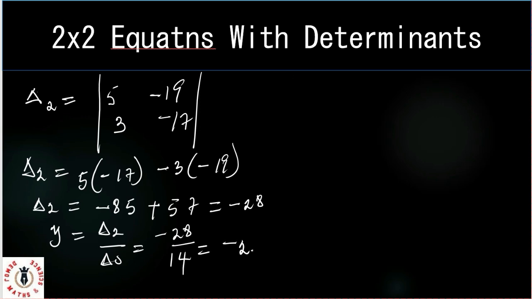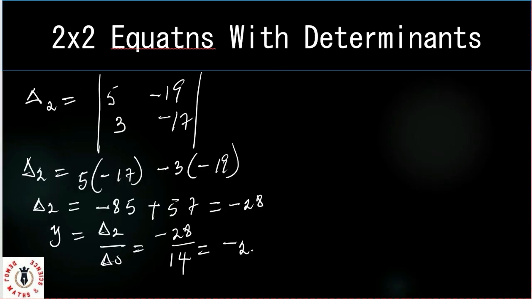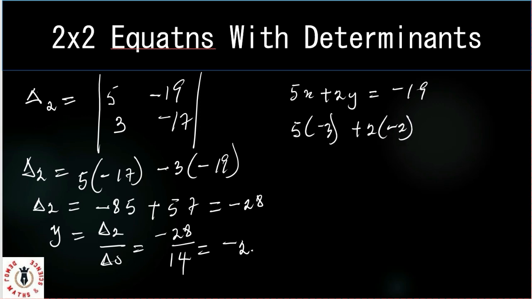Now we've already gotten that our y is minus 2, while our x is minus 3. Let's just quickly test it to show you that we are right. Now, our major equation says 5x plus 2y equals minus 19. And we have our x to be minus 3, that is 5 times minus 3 plus 2 times minus 2. That will be the same thing as minus 15 minus 4, which equals minus 19. That shows we are right.